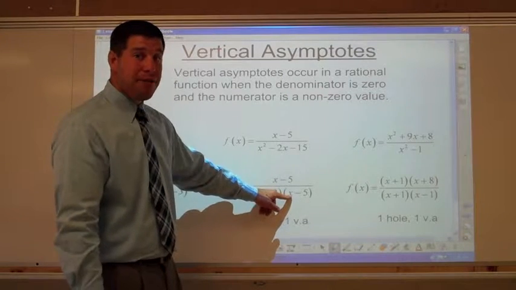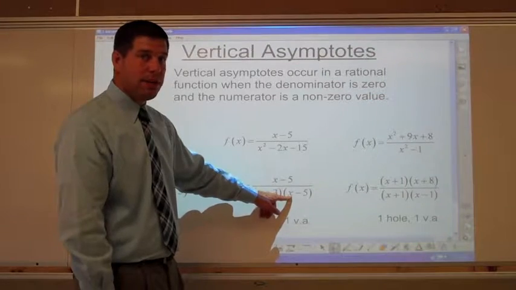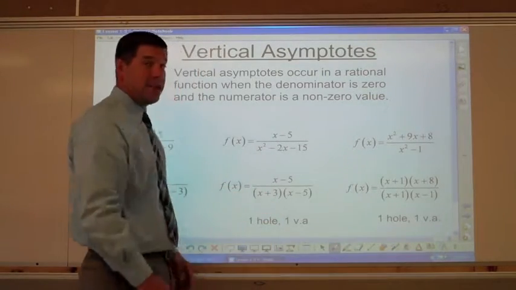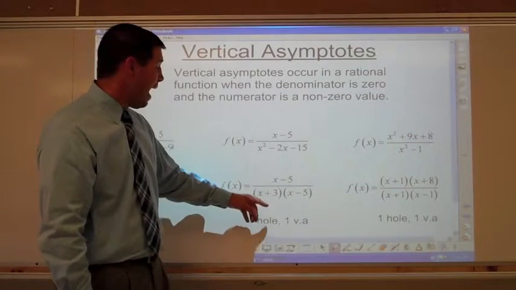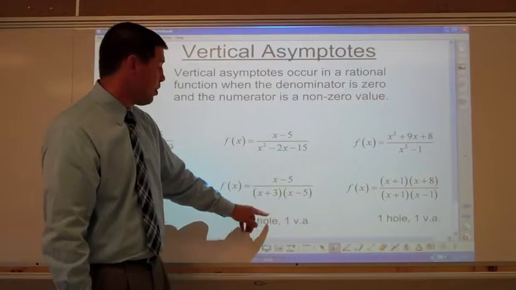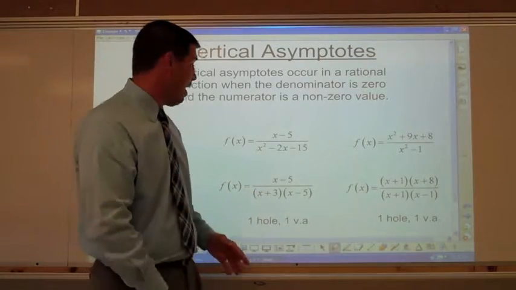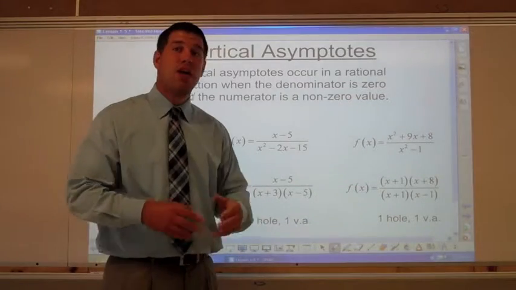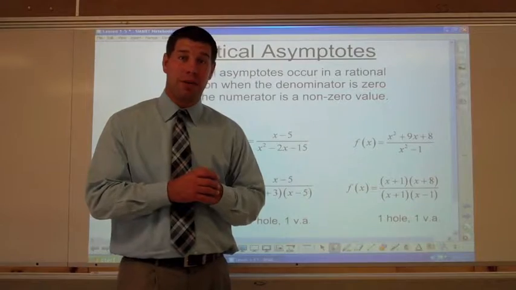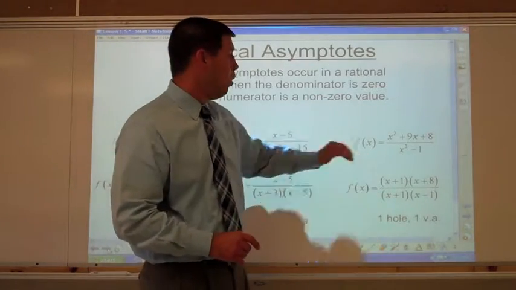X minus 5. X equals positive 5 will give you a 0 in the denominator, but it will also give you a 0 in the numerator. These two terms cancel. That means at x equals 5, you would have a hole in the graph. So you would have a vertical asymptote at x equals negative 3, but you would only have a hole in the graph at x equals positive 5. So the limit as x approaches 5 for this function would actually have a value.